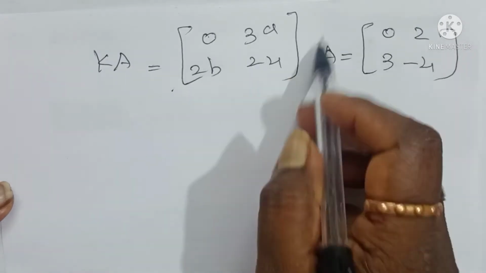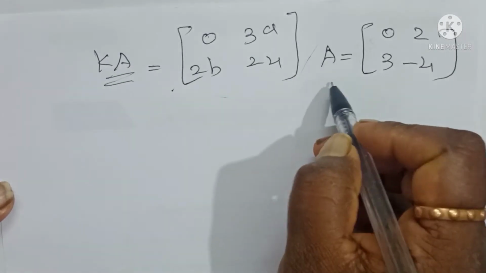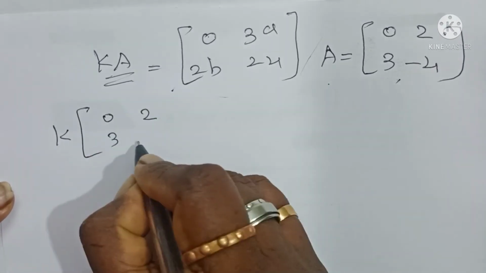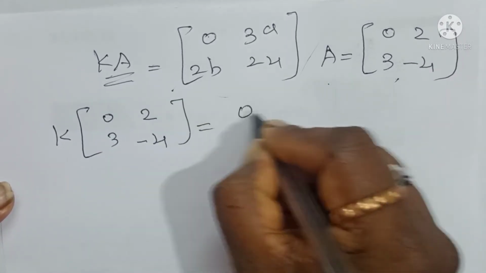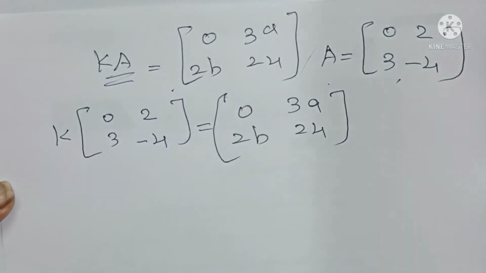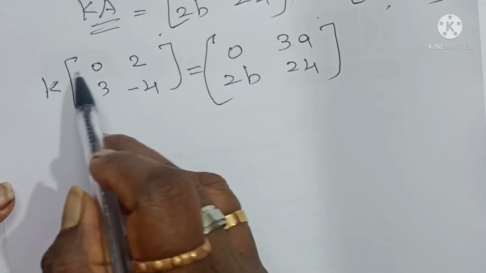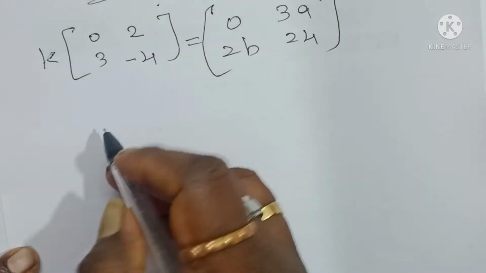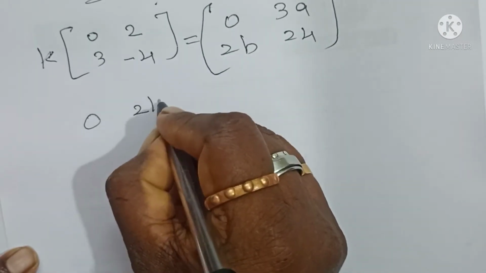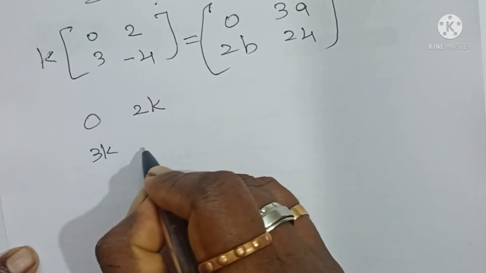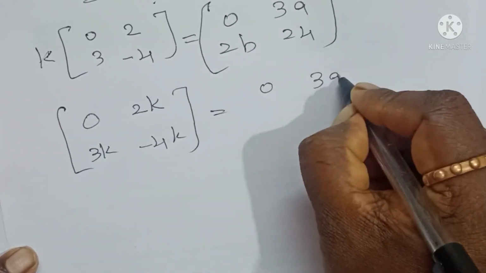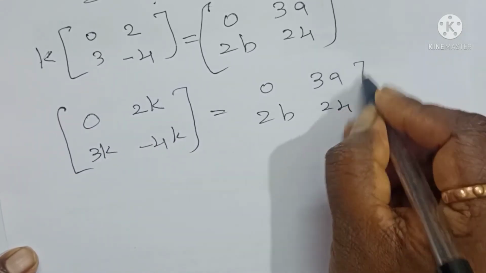So KA is equal to this, correct? Here you have to substitute the value of A. So K into [0, 2, 3, -4] which is equal to [0, 3a, 2b, 24]. Then you have to multiply K into all these terms, all the numbers. So K into 0 is 0, K into 2 is 2K, then 3K, then minus 4K, which is equal to [0, 3a, 2b, 24].